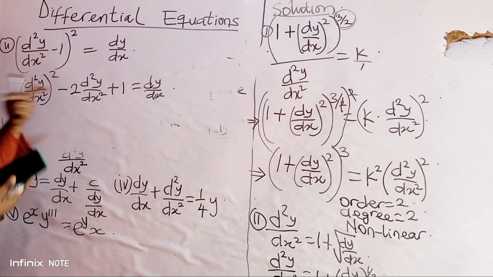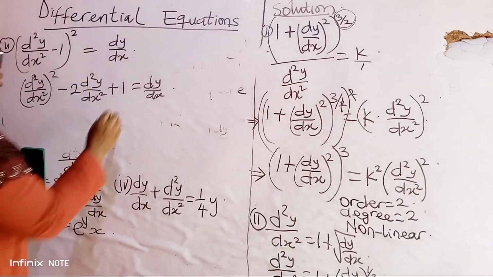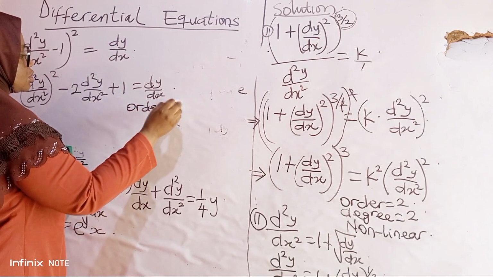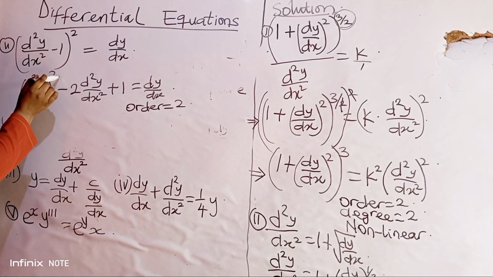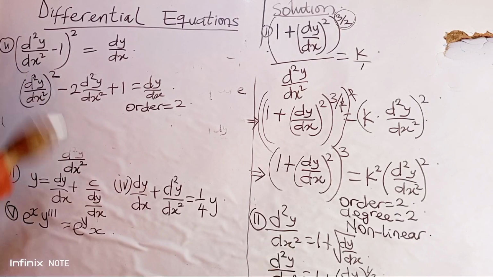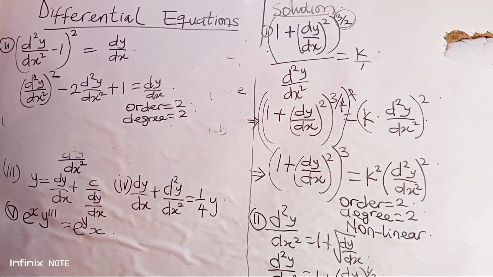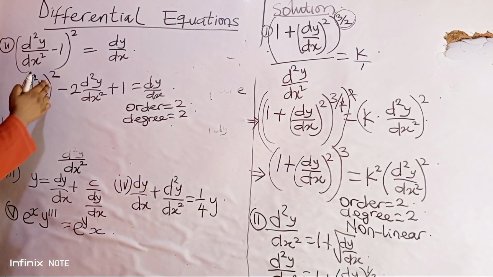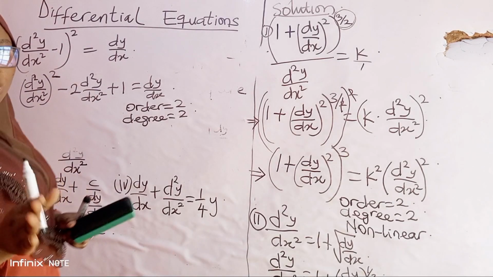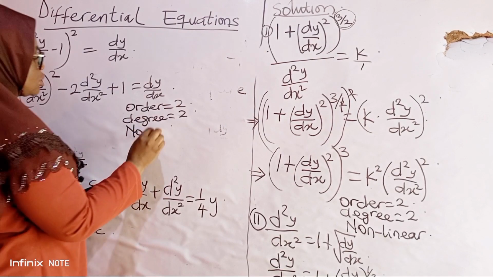So let's determine the order. What is the order? The highest derivative is 2. So the order is equal to 2. What's the degree? Let's look at it. This is the highest derivative, and the exponent here is 2. So the degree is 2. When the degree is 2, is it linear or non-linear? Since the maximum degree here is not 1, it is non-linear.